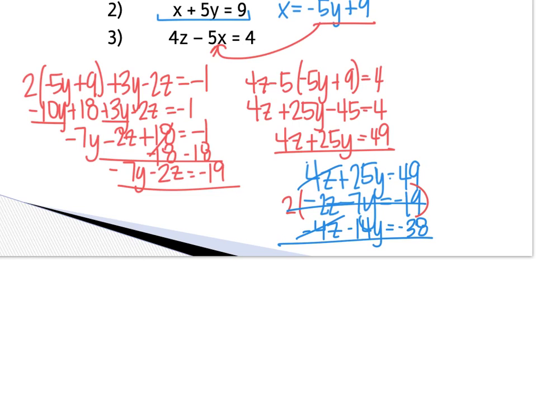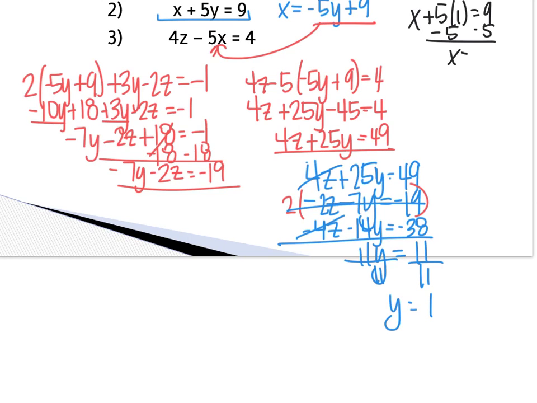Combine them, those cancel, and I get 11y equals 11. Divide both sides by 11, and you get y equals 1. Okay, so since you know that y equals 1, you can take it and plug it back in up here, and you get x plus 5 times 1 equals 9. So subtract 5 from both sides, so x is 4.